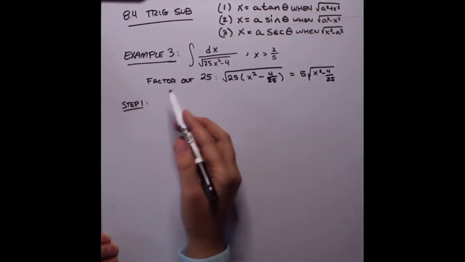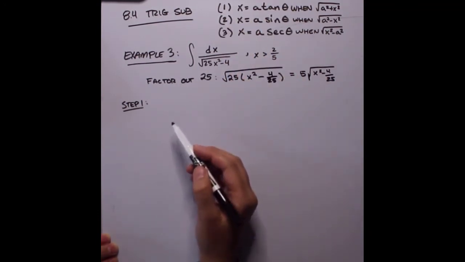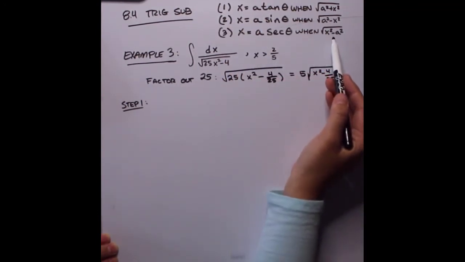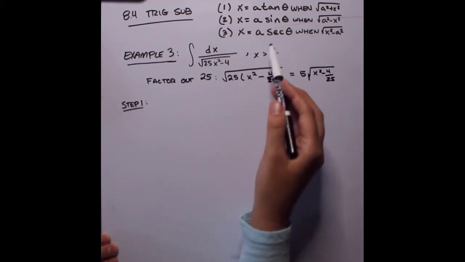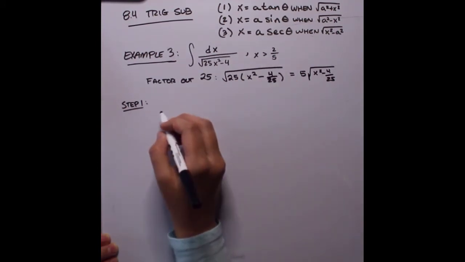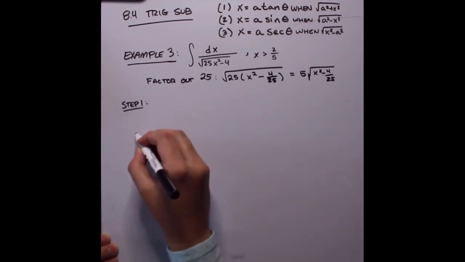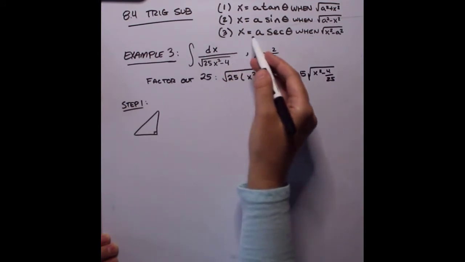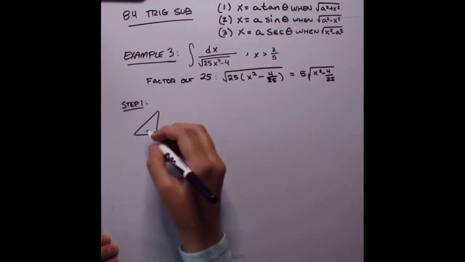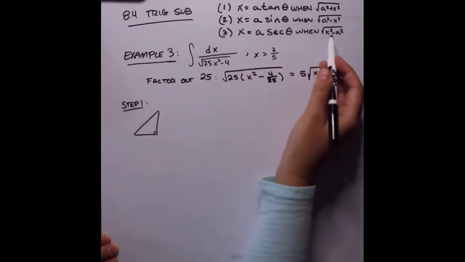Step 1 is to recognize which format we're working with, and I already mentioned it is going to be this last one. We're substituting secant in for x, a times secant theta. Just like the last two examples, I'm going to break down how you know to choose secant theta in this case, in case you don't have these listed for you.